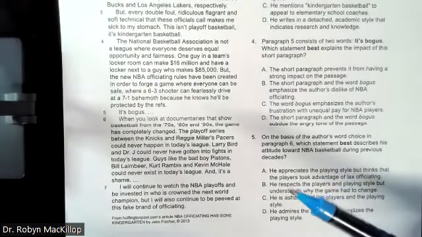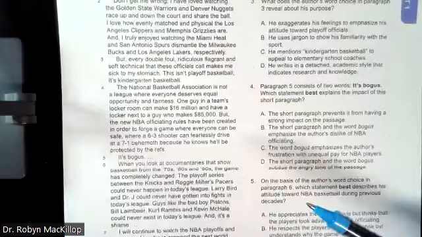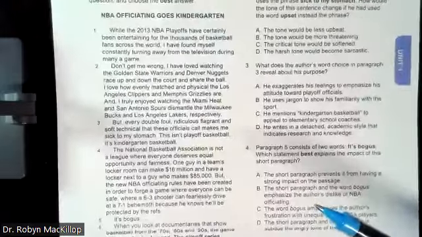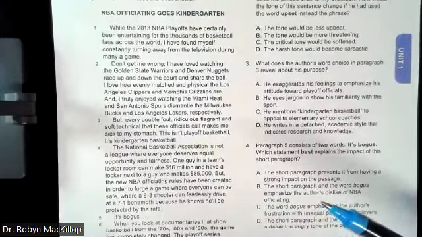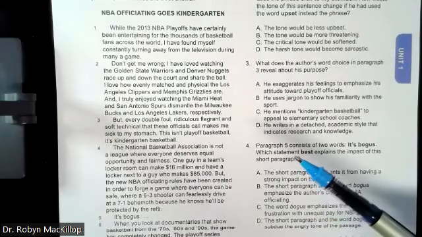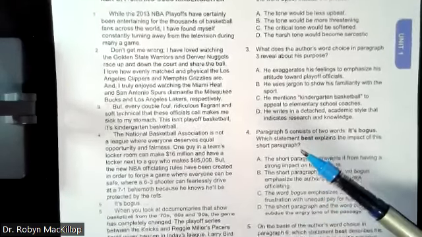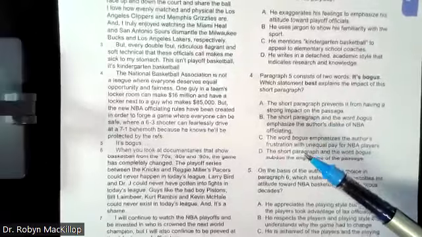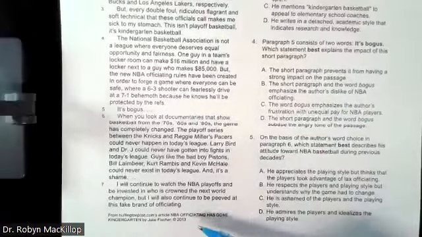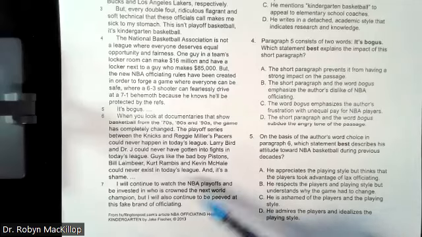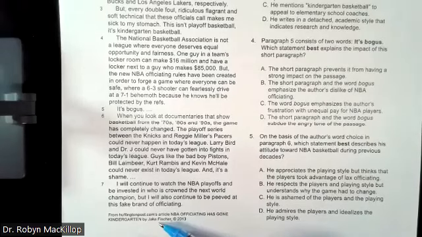All right. Here's a very different style of reading. This one's kind of funny. NBA officiating goes kindergarten. NBA is the National Basketball Association. I'm certain some of you are fans. This was written in 2013. It was also a newspaper article. So this is an opinion piece.